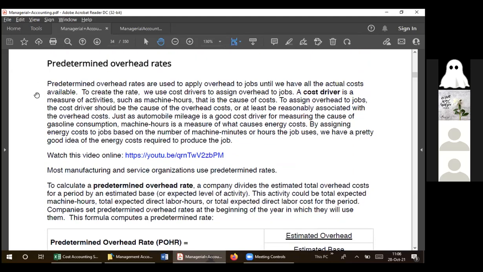So we have predetermined overhead rates. These rates are used to apply overheads to jobs until we have all the actual costs available. To create the rate, we use cost drivers to assign overhead costs to jobs. A cost driver is a measure of activities, such as machine hours, that is the cause of cost. To assign overheads to a job, the cost driver should be the cause of the overhead cost, or at least be reasonably associated with the overhead cost.